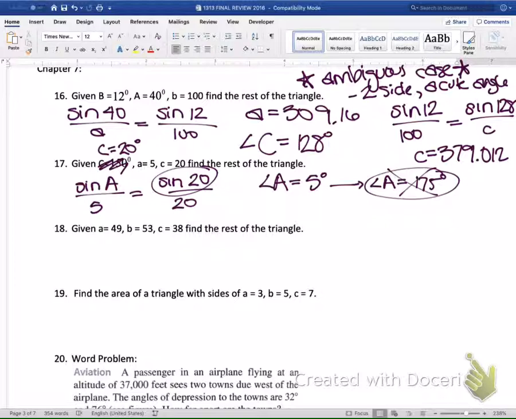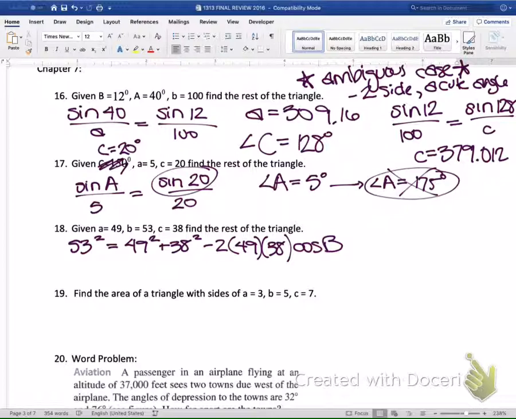18 is a good example of the law of cosines. How do I know in 18 I'm using law of cosines? It gives you all sides. All sides, right? And if we would like to avoid the ambiguous case and be nice to ourselves, what angle do we solve for first in law of cosines? The biggest one. So I would use the version using angle B, which means I would set up 53 squared equals 49 squared plus 38 squared minus 2 times 49 times 38 times the cosine of B.